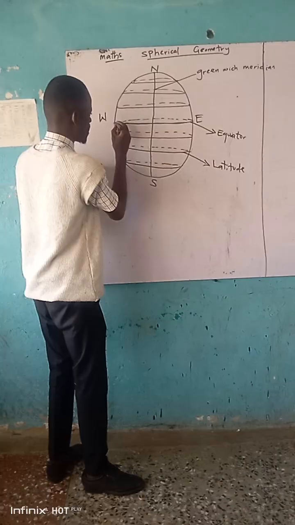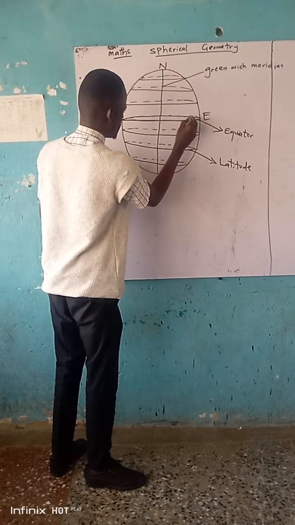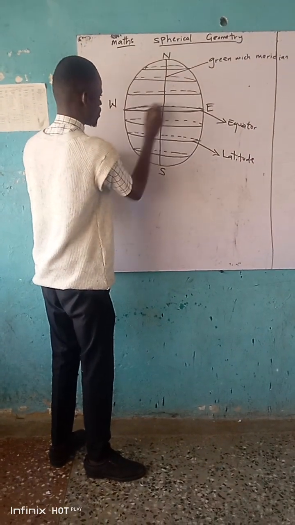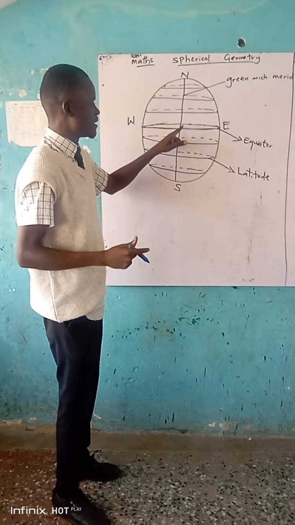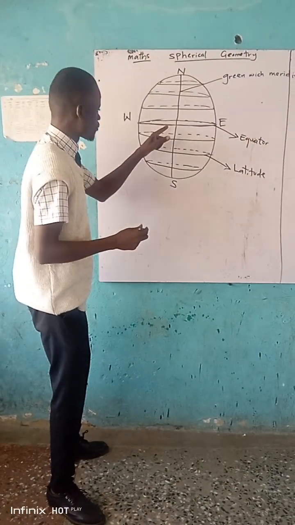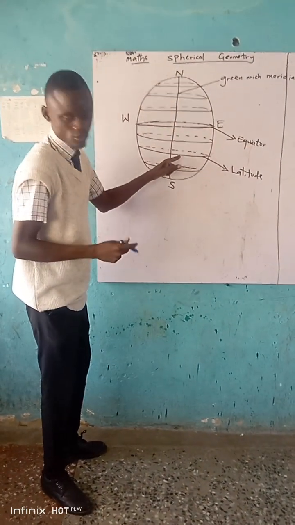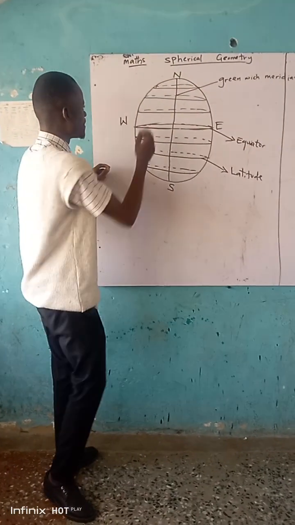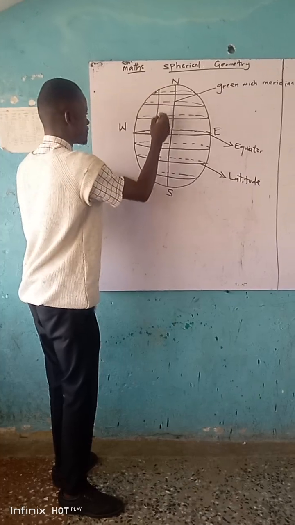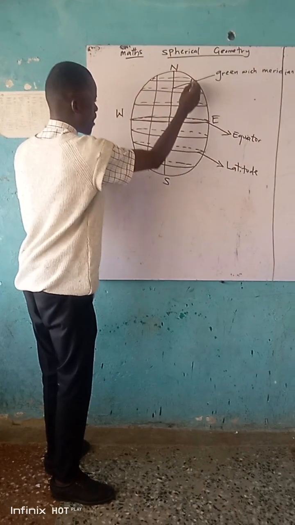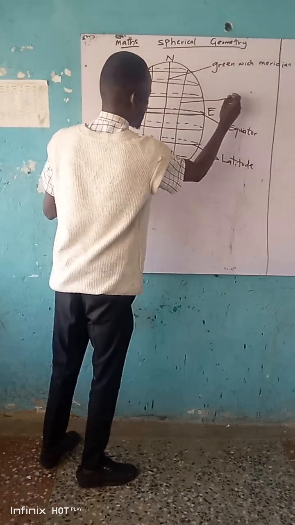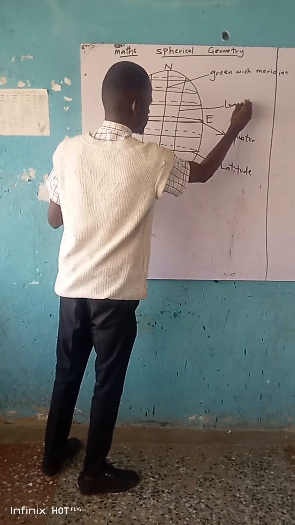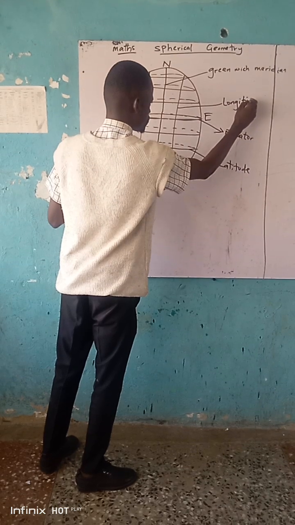Remember, this one that divides the globe into two equal parts is not a latitude. This is the equator. So the equator is the reference point of the latitude. And the ones that run from the north to the south are our longitudes. So these ones now are our longitudes.